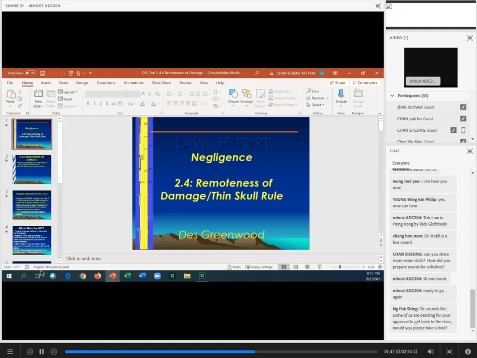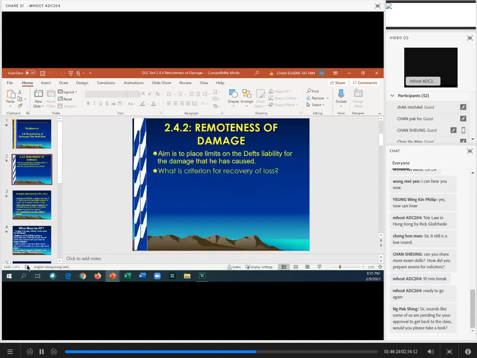Again, should know, not must know, but it is important in practice. And there is one must know aspect of remoteness of damage we're going to look at in a moment. It also fits in with the main function of tort law being compensation. And that is the so-called thin skull rule. We're going to look at the thin skull rule in a moment. Okay, so what is remoteness of damage? Well, it's trying to place limits on the defendant's liability for the damage that has been caused.